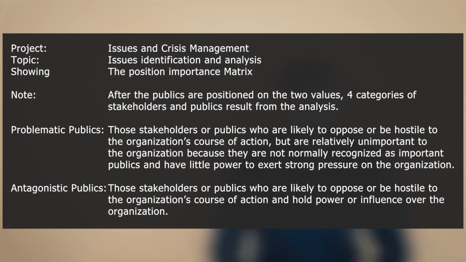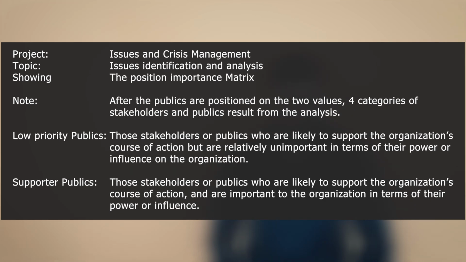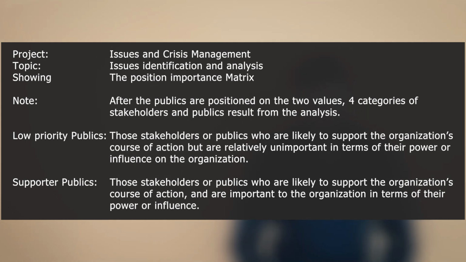Antagonistic publics are those stakeholders or publics who are likely to oppose or be hostile to the organization's course of action and hold power or influence over the organization. The low priority stakeholders or publics are those who are likely to support the organization's course of action but are relatively unimportant in terms of their power or influence on the organization. And finally, supporter stakeholders or publics are those who are likely to support the organization's course of action and are important to the organization in terms of their power or influence.